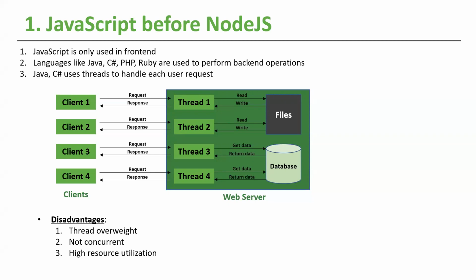So this is another disadvantage of these languages, and there is no concurrency. The threads are idle here. Instead of being idle, they could process other requests, right? So here we could use Node.js and implement concurrency. And as for resource utilization, as I said, even if the threads are idle, we are still allocating resources for them, so many resources are getting wasted. So this is the disadvantage of using Java, C Sharp, PHP, or Ruby.